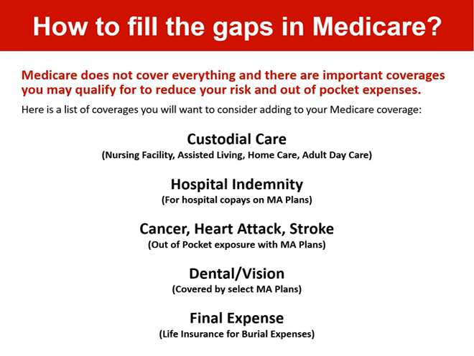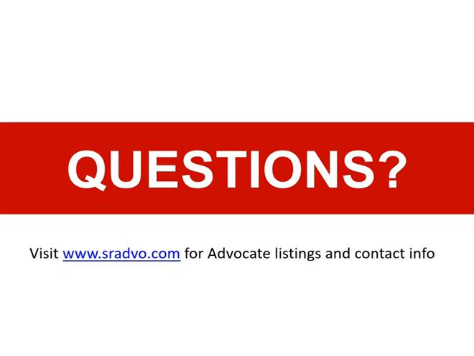Now, how do you fill some of the gaps in Medicare? These Medicare Advantage plans will have co-pays, co-insurance, and annual out-of-pocket maximums that are required by Medicare, but they won't cover everything, just like the Medigap plans in most instances won't cover everything either, because some things aren't covered by Medicare, like custodial care or hospital indemnities, cancer, heart attack, stroke. These are all plans that can help you cover certain scenarios where Medicare doesn't cover: dental, vision, and even final expense.